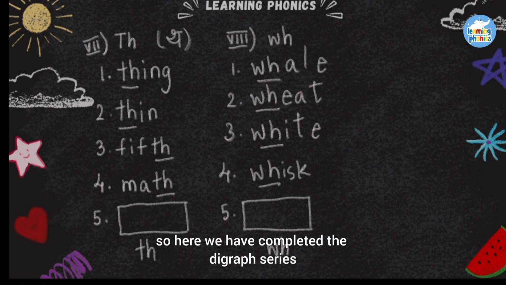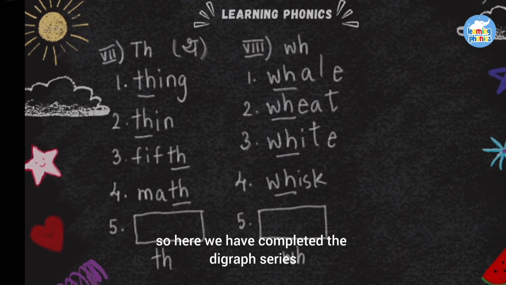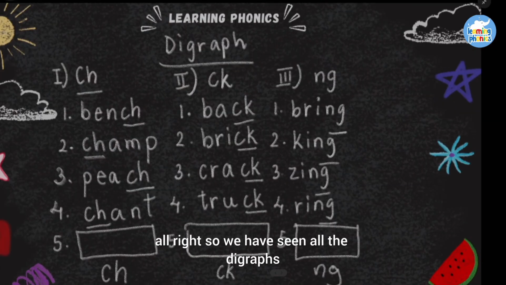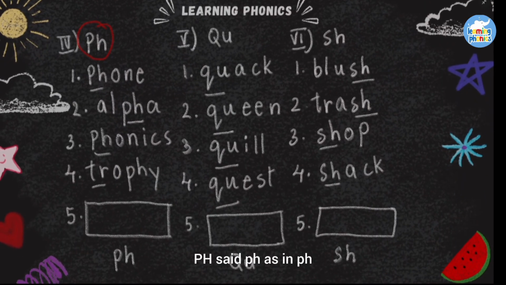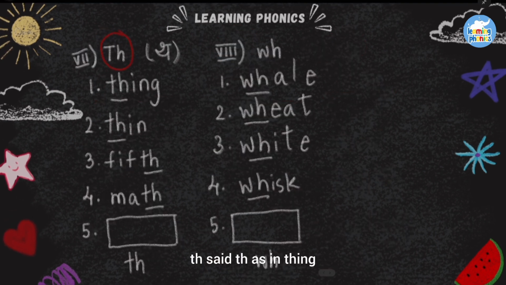So here we have completed the digraph series. All right, so we have seen all the digraphs. First one was CH, that said ch as in bench. CK said k as in back. NG said ng as in bring. PH said f as in phone. QU said qu as in quack. SH said sh as in blush. TH said th as in thing. WH said w as in whale.